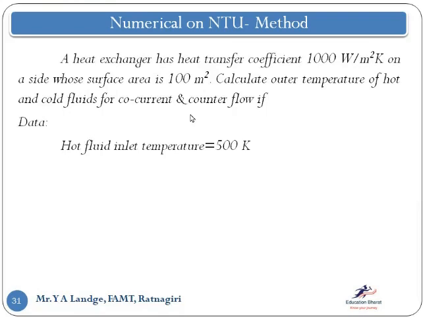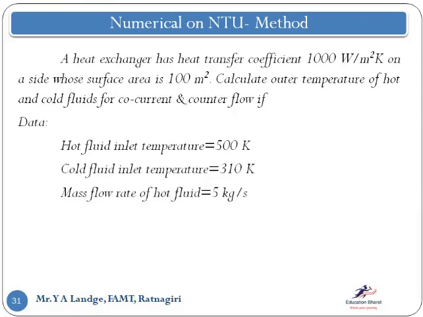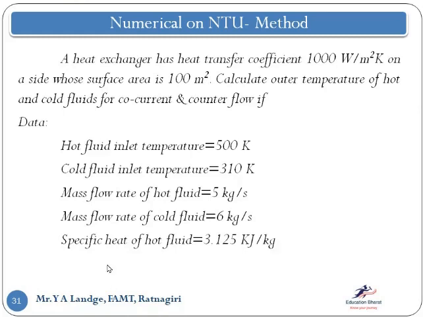The hot fluid inlet temperature is 500 Kelvin. The cold fluid inlet temperature is 310 Kelvin. The mass flow rate of the hot fluid is 5 kg per second. The mass flow rate of the cold fluid is 6 kg per second. The specific heat of the hot fluid is 3125 kilojoule per kg. The specific heat of the cold fluid is 4.184 kilojoule per kg. So this is the data mentioned.